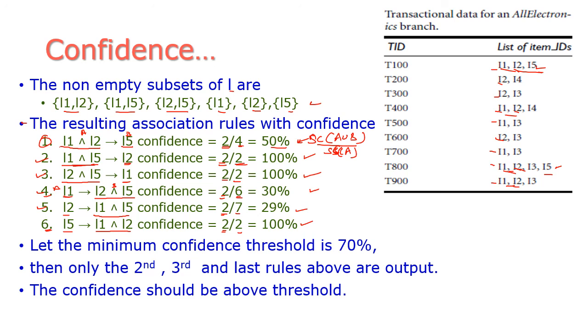Here the minimum confidence threshold is 70%. So we take only the rules whose confidence is above 70%. Here the rules above 70% are the second, third and last rules. These are the accepted rules, since the confidence should be above the threshold.